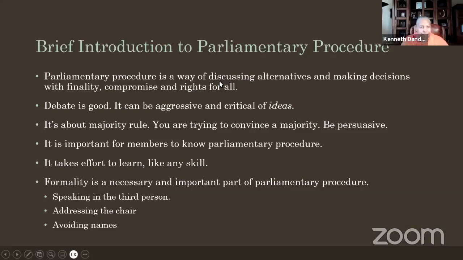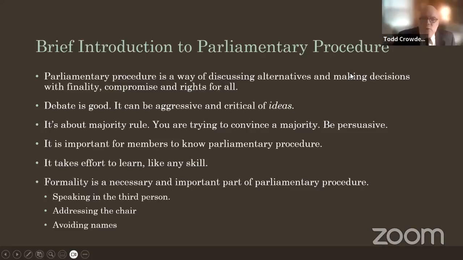But yep, that is a good point. Thank you. Now here's a brief intro to parliamentary procedure. It's sort of a recap of 101 if you saw that course. Parliamentary procedure is a way of discussing alternatives and making decisions with finality, compromise, and rights for all. Debate is good. It can be aggressive and critical of ideas, not people. It is about majority rule. You are trying to convince a majority, be persuasive.